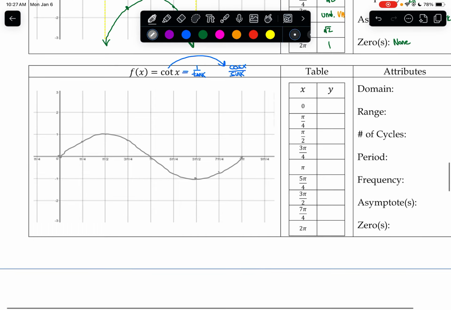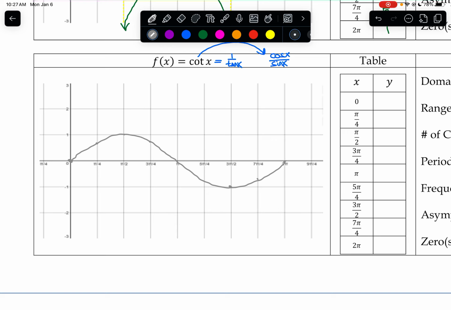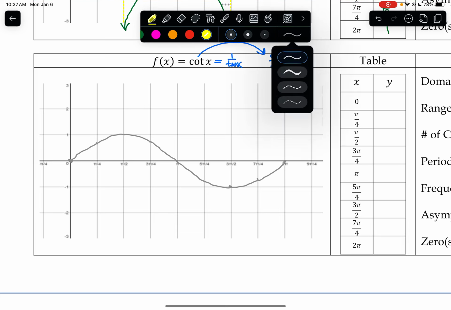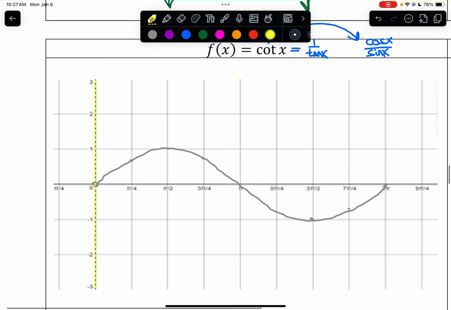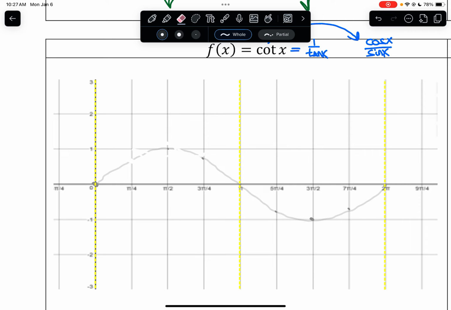Okay, so remember, every time the denominator function hits 0, that's where you're going to have your asymptotes. So what this tells me, I'm going to have asymptotes at 0, then at pi, and then also at 2 pi. Ta-da! All right, so now I'm going to get rid of sine because that's really all I needed it for. Now it's just in the way.